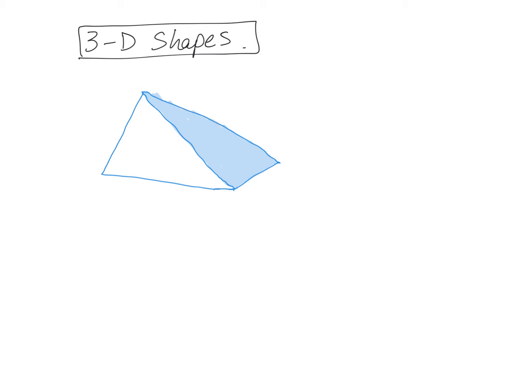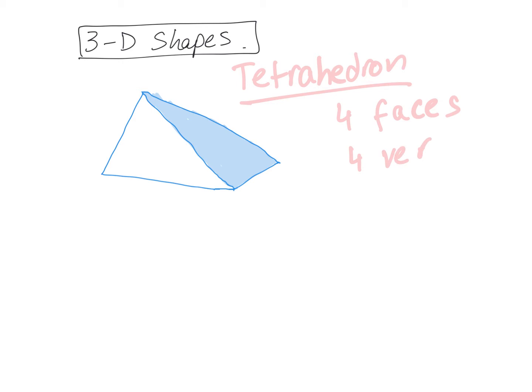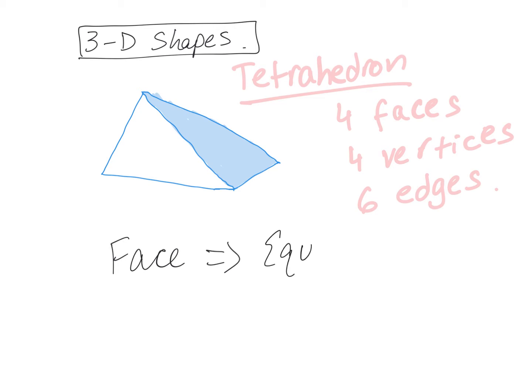So the tetrahedron has 4 faces, 4 vertices, and 6 edges. And in the tetrahedron, each face is again an equilateral triangle.